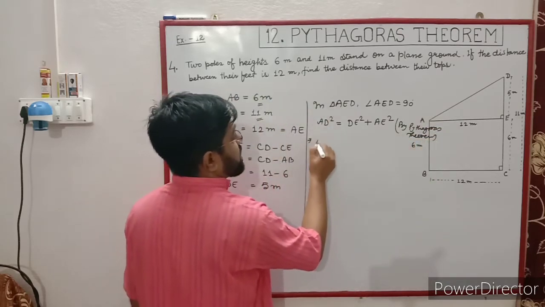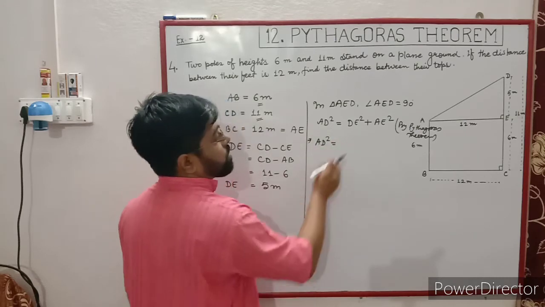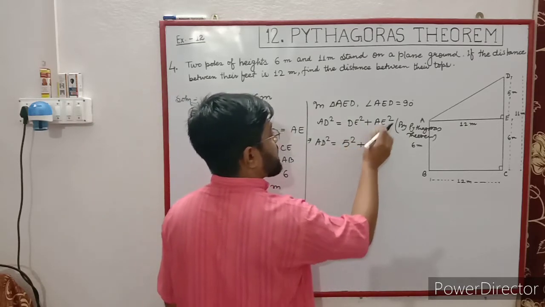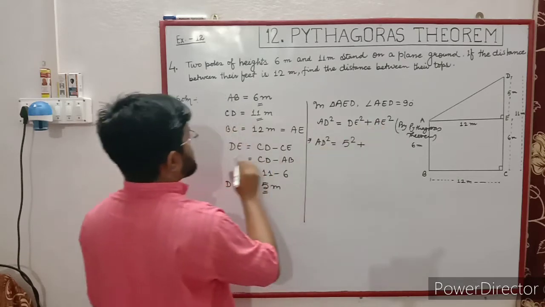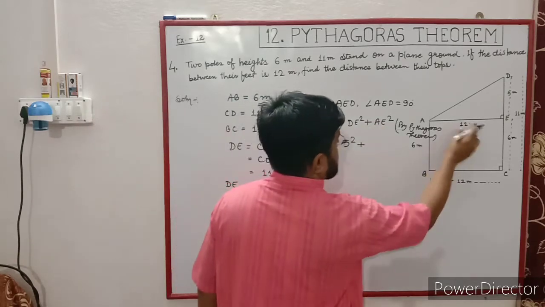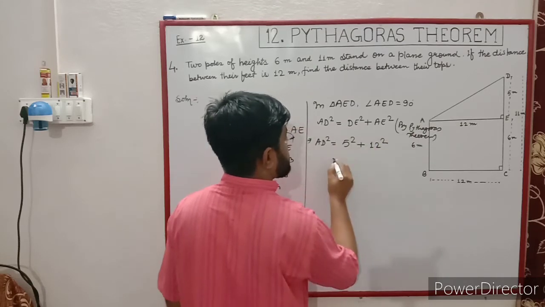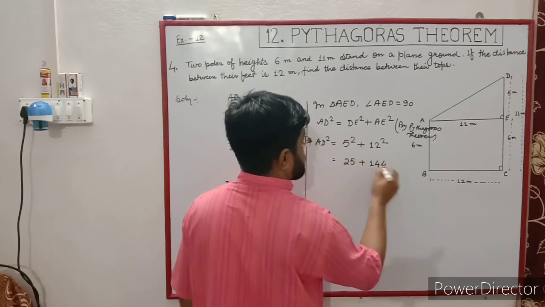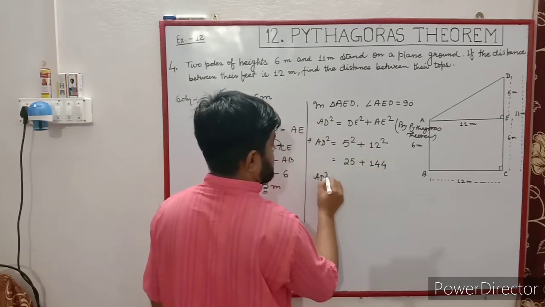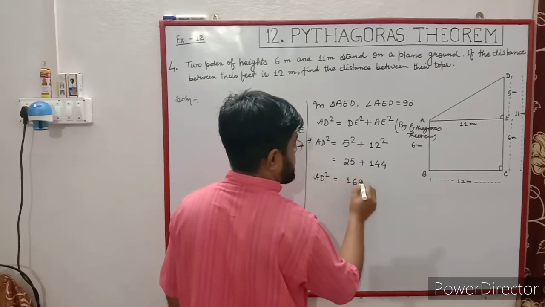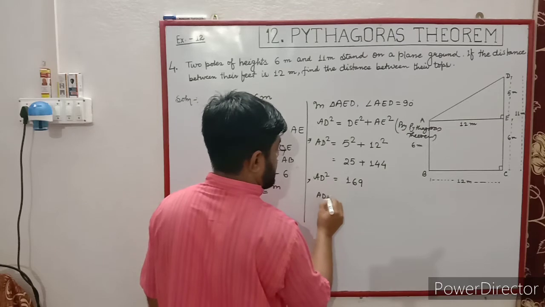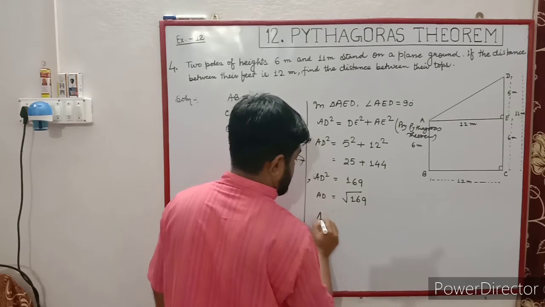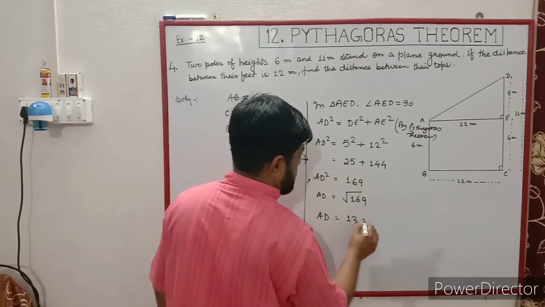Now AD square is equal to DE, whose length is 5 meters, so 5 square plus AE square. AE is equal to 12 meter, so 12 square. So 25 plus 144. After simplification, we have AD square is equal to 169. So AD is equal to root over 169. So AD is equal to 13 meter.